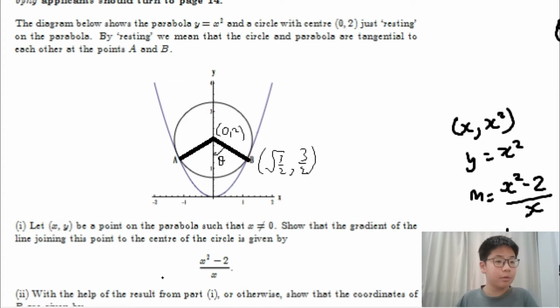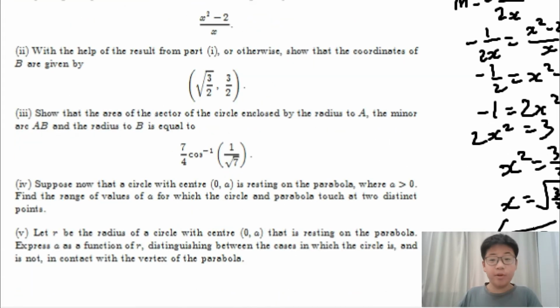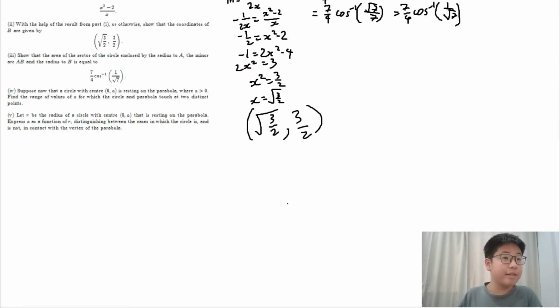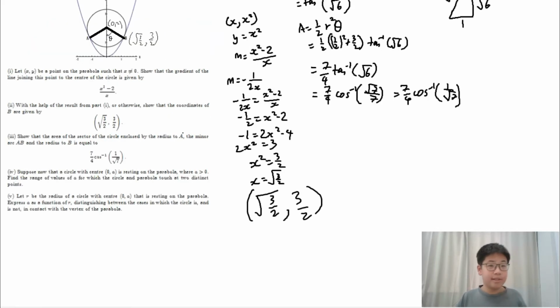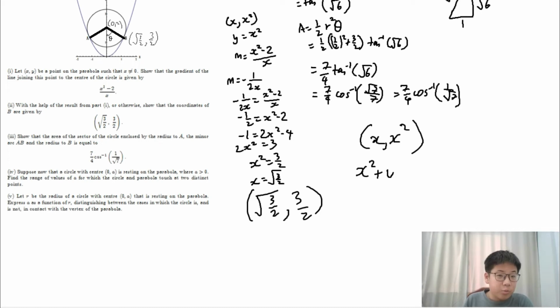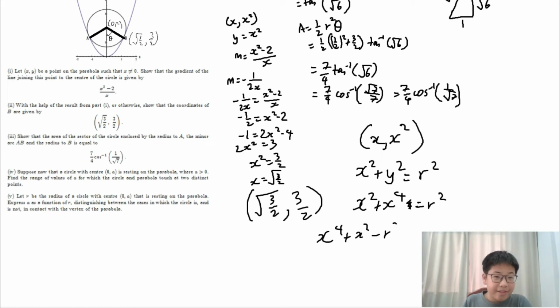There. We are done. Suppose now that a circle with center 0 is resting on the parabola. Find the range of values of a for which the circle and parabola touch at two distinct points. So now let's see. Our point is (x, x squared), and x squared plus y squared equals r squared. So x squared plus x to the power of 4 equals r squared, and so x to the power of 4 plus x squared minus r squared equals 0.